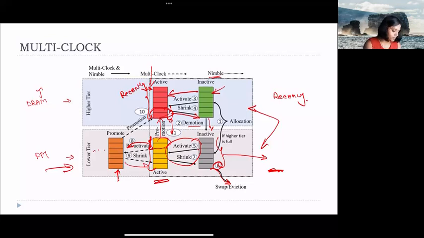But then, depending upon the number of additional lists that we have, that much frequency we would be able to capture. So now, with this type of additional list, the promote list, we can capture recency and frequency both. That's the core idea behind our research work, multi-clock.